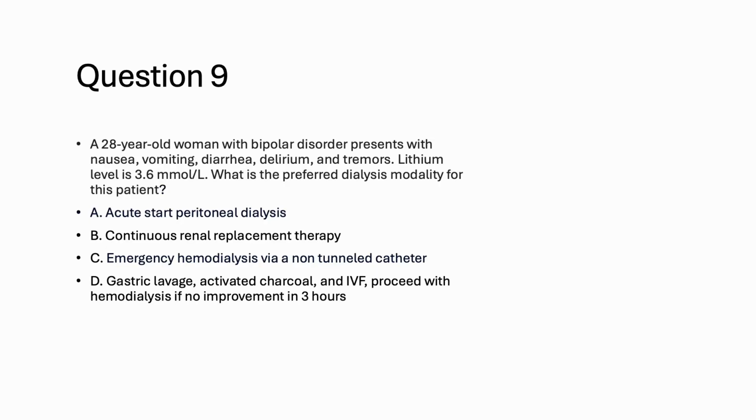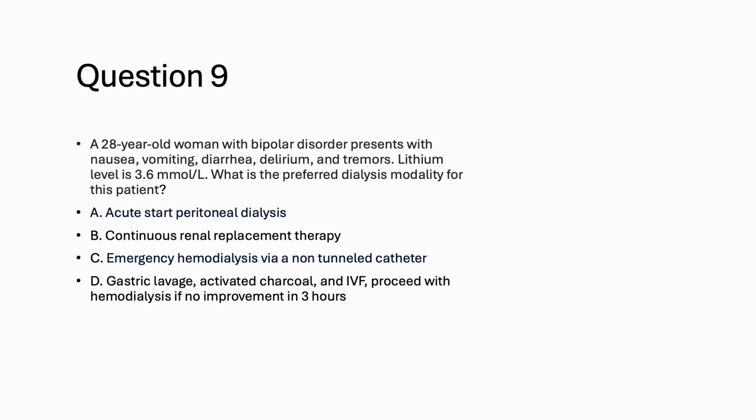A 28-year-old woman with bipolar disorder presents with nausea, vomiting, diarrhea, delirium, and tremors. Lithium level is very elevated, 3.6 millimolar per liter. What is the preferred dialysis modality for this patient? A, acute start peritoneal dialysis. B, continuous renal replacement therapy. C, emergency hemodialysis via a non-tunneled catheter. Or is it D, gastric lavage, activated charcoal, and intravenous fluids?